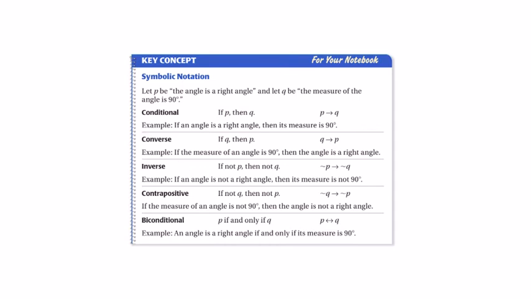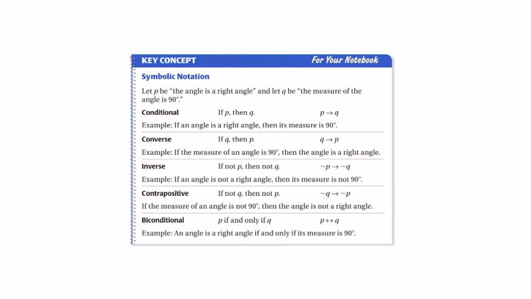So if P then Q, it's going to be written like this. So if an angle is a right angle, then its measure is 90 degrees. Alright, and the converse of that, we swap our hypothesis and conclusion. If the measure of an angle is 90 degrees, then the angle is a right angle. So that is going to be written as Q implies P.